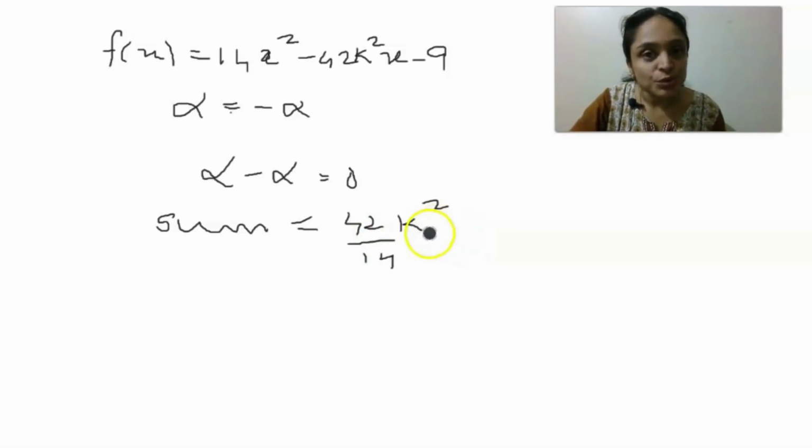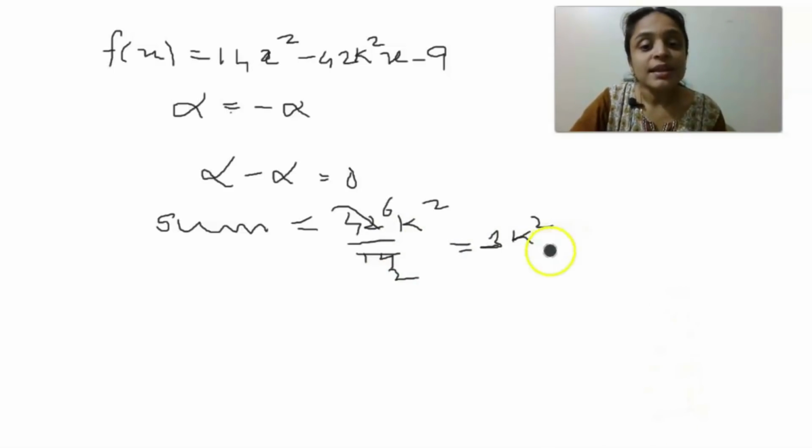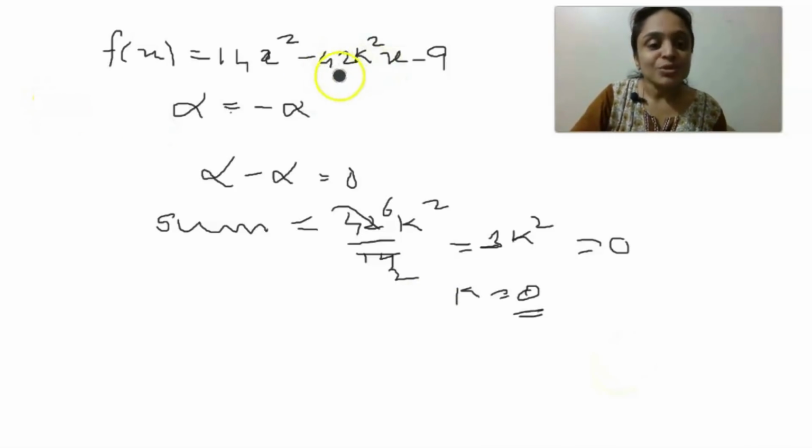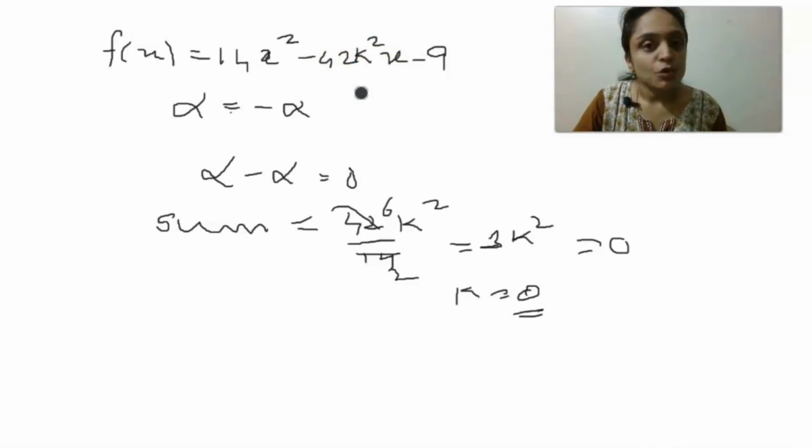So what is 42k square by 14? 42 and 14 are divisible by 7. 42 by 7 is 6 and 14 by 7 is 2 and 6 by 2 is 3. So we have 3k square, and given that it is equal to 0 because alpha minus alpha is 0, which means k square equal to 0, that is k equal to 0. This coefficient is 0, which means term x is not there. So 14x square minus 9 is the polynomial.